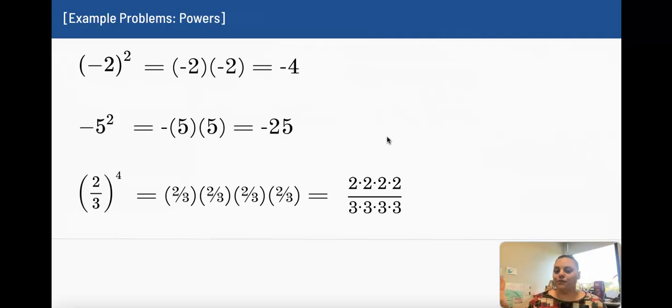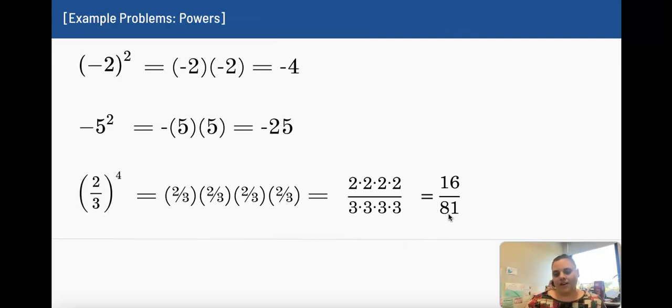2 then to the fourth power. 2 times 2 is 4, times 2 is 8, times 2 is 16. 3 to the fourth power, 3 times 3 is 9, times 3 is 27, times another 3 is 81. So this is 16 over 81. And we can see all of their factors listed out here. 16 can only be divided by 2's or even numbers, and 81 can only be divided by 3's. So these don't have any factors in common.